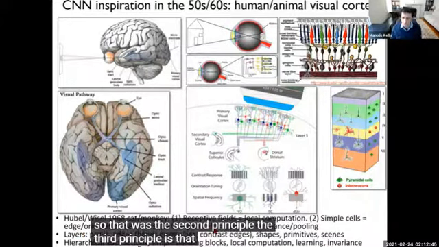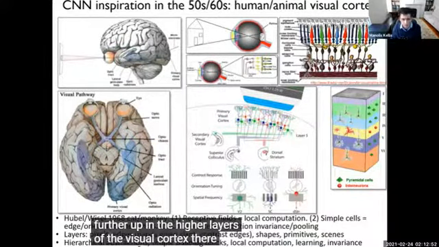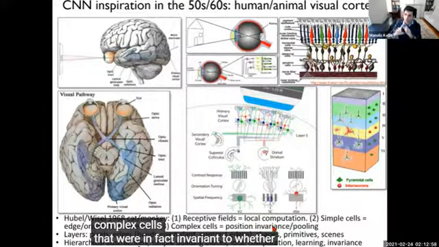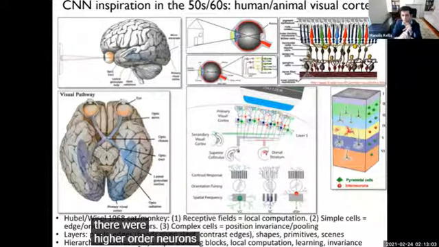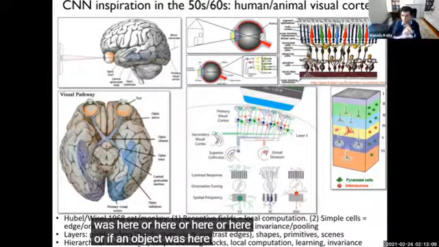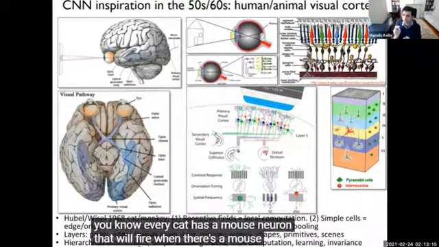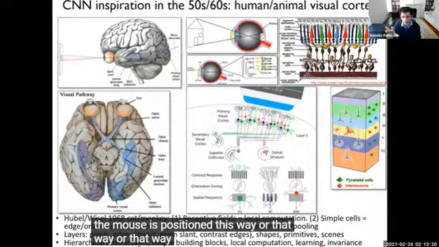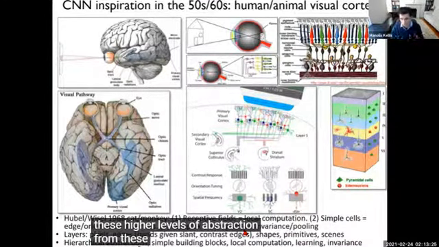And the third principle is that further up in the higher layers of the visual cortex, there were more complex cells that were in fact invariant to whether that edge was detected here or there. So there were higher order neurons that would basically fire equally well if the edge was here or here or here or here, or if an object was here and here and here and here. So every cat has a mouse neuron that will fire when there's a mouse in the image, and it will fire regardless of whether the mouse is positioned this way or that way or that way. So there must be something that learns these higher levels of abstraction from these low-level primitives.